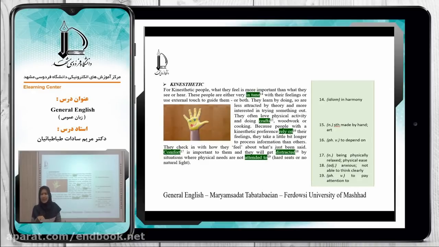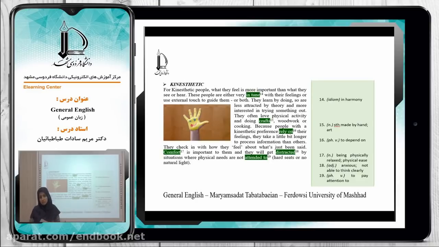That is why they do not like theory. And they are more interested in trying things, testing different things. Instead of just listening to theories, they like to test it. If they don't test it, they cannot learn it. They also love physical activities and doing crafts. Remember, making things by hand. Woodwork, like working with wood, making different things out of wood.